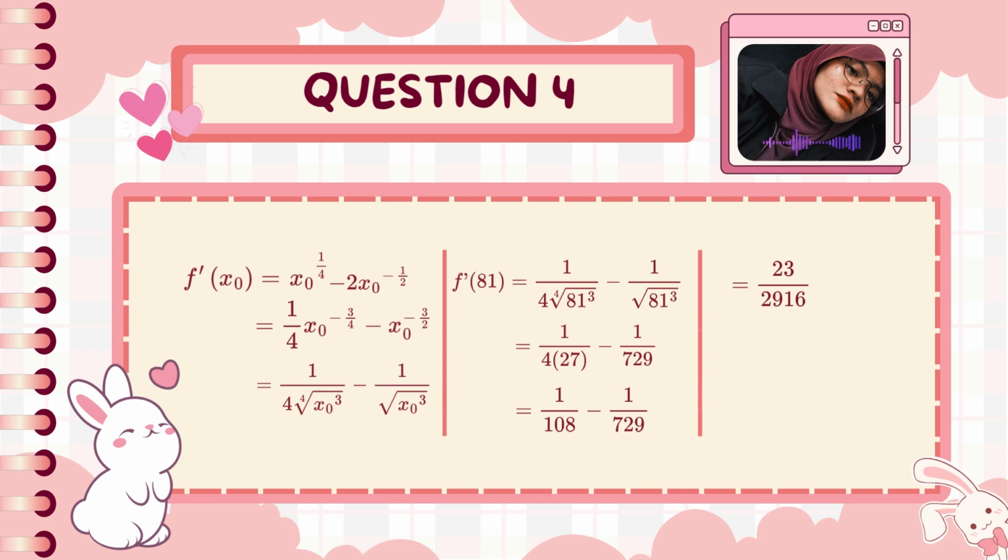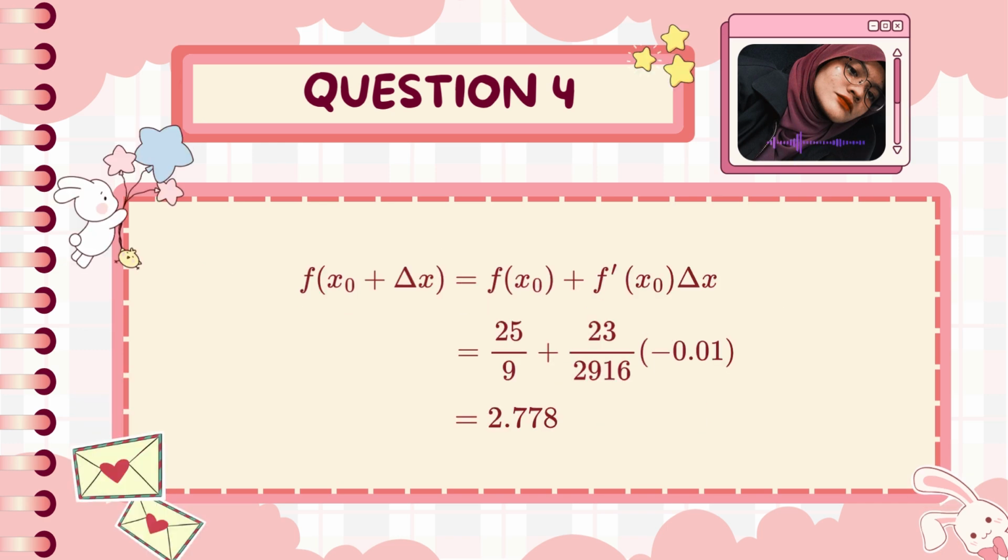Now, we will use the formula, which is f of x sub 0 plus delta x equivalent to f of x sub 0 plus f prime x sub 0 delta x. Subs the values. F of x sub 0, 25 over 9 plus f prime x sub 0, 23 over 2916 times delta x, negative 0.01. Calculate using a calculator, and the final answer would be 2.778.